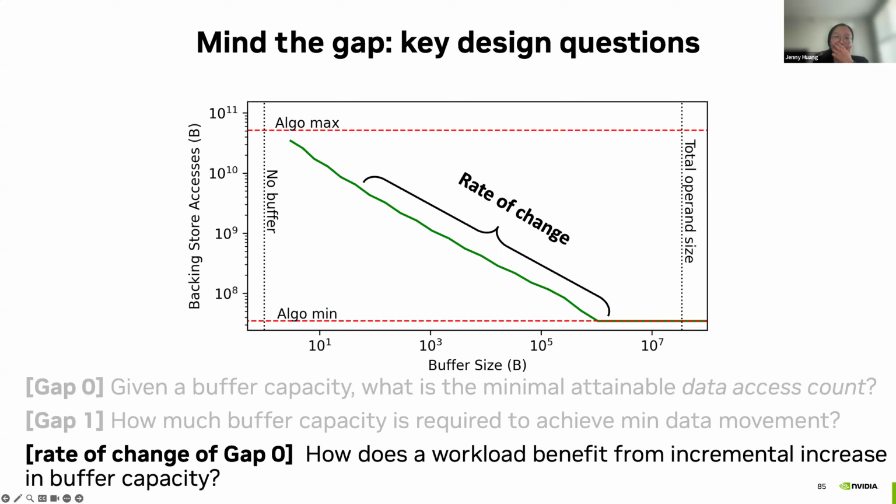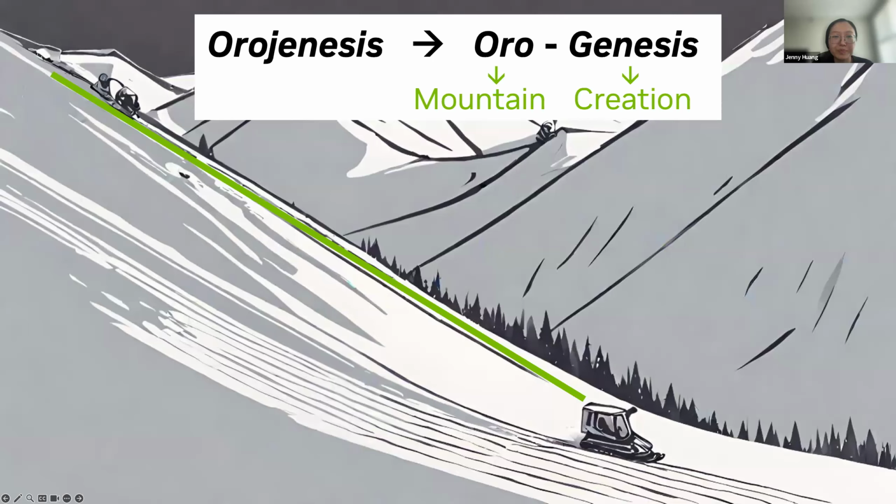And now I hope that you can see why we're trying to develop this ski slope curve, so we can get valuable insights from the workload itself and the relationship of the workload's buffer size requirement and the corresponding backing store access demand. And this brings us to our contribution in this work, which is an approach to determine these ski slope diagrams. We call this approach Genesis, which stands for mountain creation.